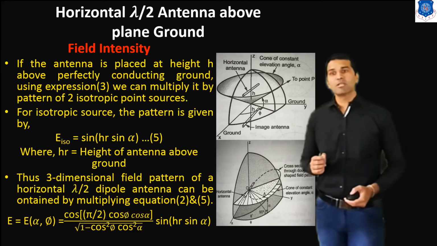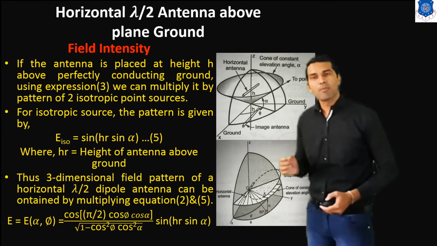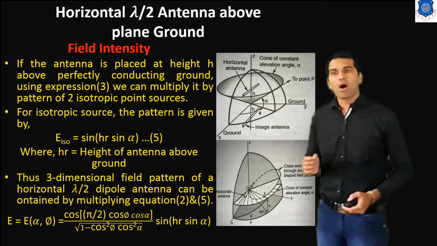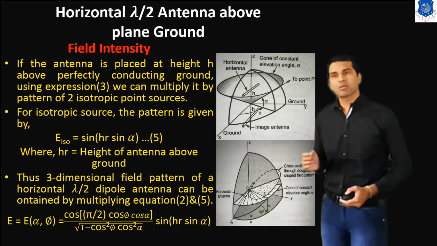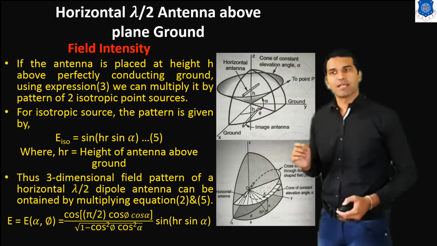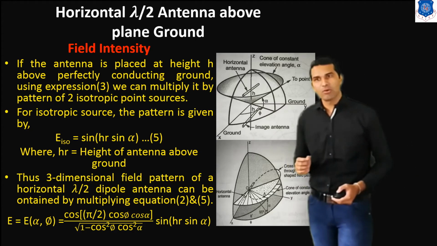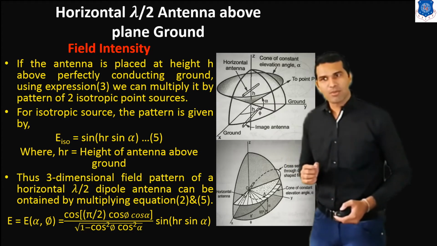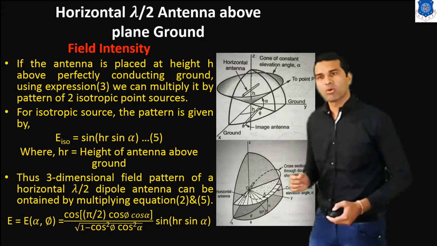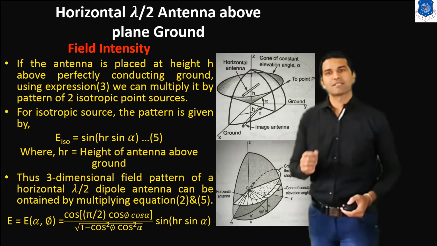Thus, the three-dimensional field pattern of a horizontal λ/2 dipole antenna can be obtained by multiplying equation number 2 and equation number 5. So we get E(α, φ) = cos(π/2 cos φ cos α) / √(1 − cos²φ cos²α) × sin(hr sin α).